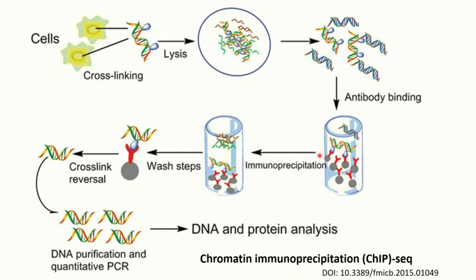So this is the procedure. You do the antibody binding, then use immunoprecipitation to enrich those binding fragments, then sequence them, and those DNA fragments will be remapped to the genome. Then you know which part of the genome this particular transcription factor protein has been bound to. Okay?